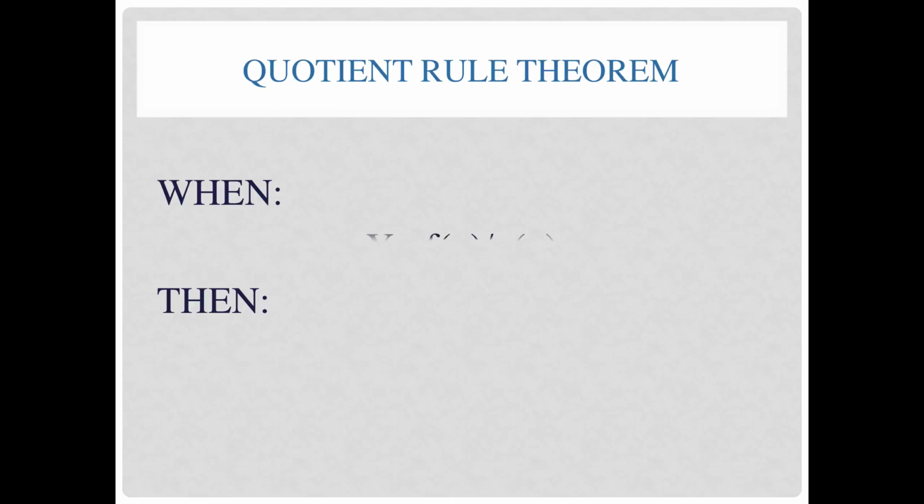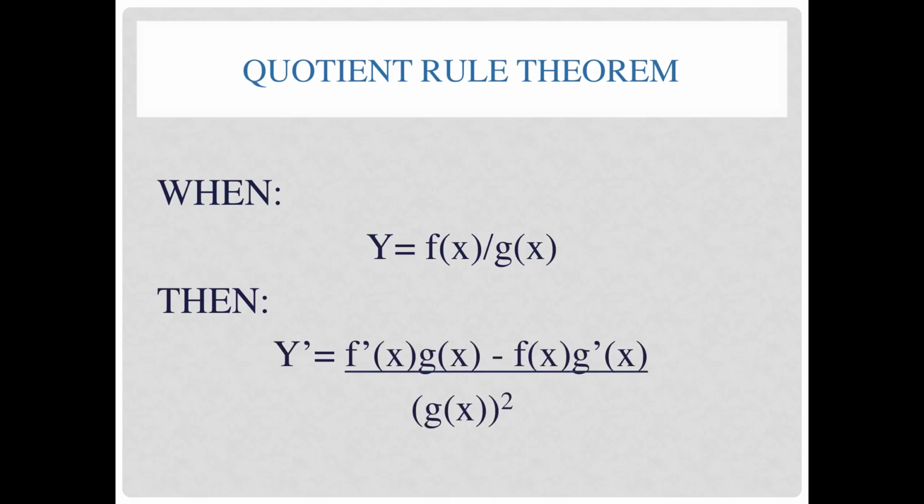So now let's move on to the quotient rule theorem. When y equals f of x over g of x, then we have our derivative to be y prime equals f prime of x, the derivative of the first function, times g of x, minus f of x times g prime of x, the derivative of the second function, all divided by g of x squared.